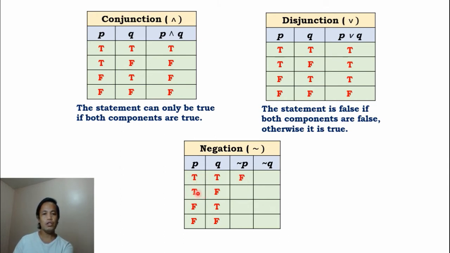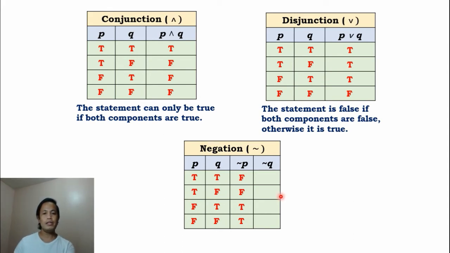The same here, if this is true, of course the not P is false. Now if this is false, the not P is true. Again, if this is false, the not P is also true. So this is just the exact opposite of the given statement. For example, if the statement is true, then a negation of that is false. If the statement is false, then a negation of that is true.